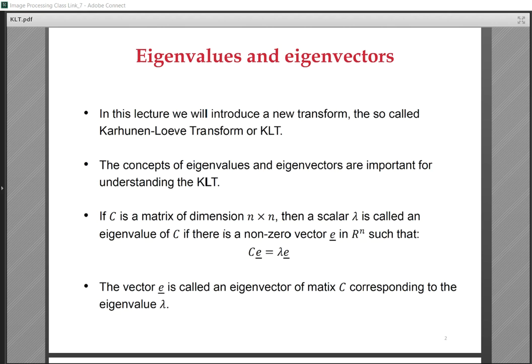For example, if C is a matrix of dimension n by n, then a scalar lambda is called an eigenvalue of C if there is a non-zero vector E in R^n such that CE equals lambda E. Okay, this is the definition of eigenvalues.